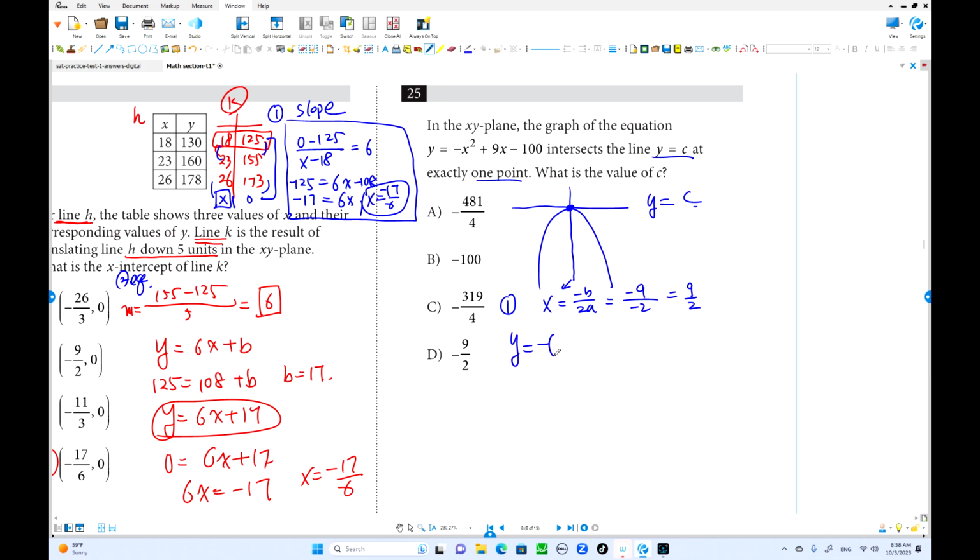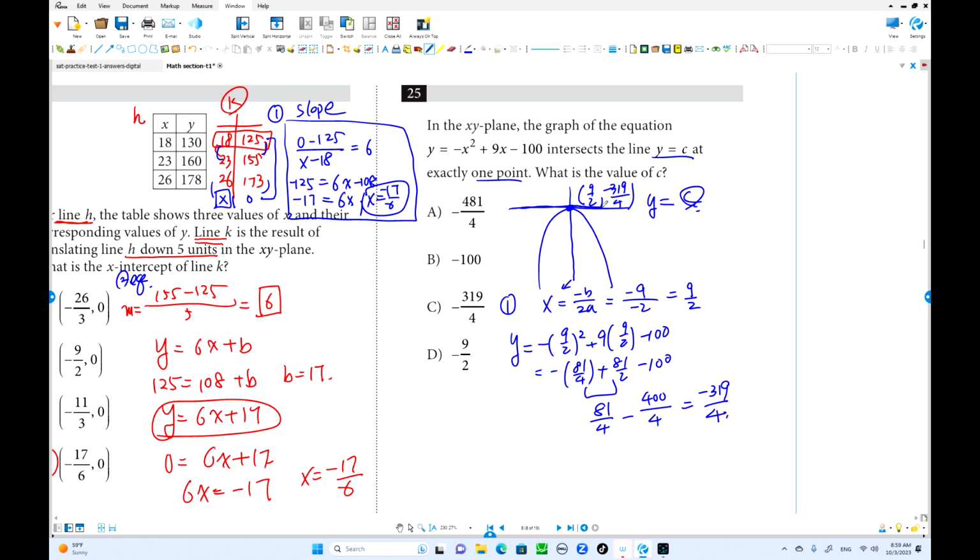Okay, y equals negative (9 over 2) squared times 9 over 2 minus 100. This one is minus 81 over 4. This one is 81 over 2 minus 100. This 2 equals 81 over 4, right? Minus 100 is what? 400 over 4, equals negative 319 over 4, right? When x equals 9 over 2, y equals negative 319 over 4, right?